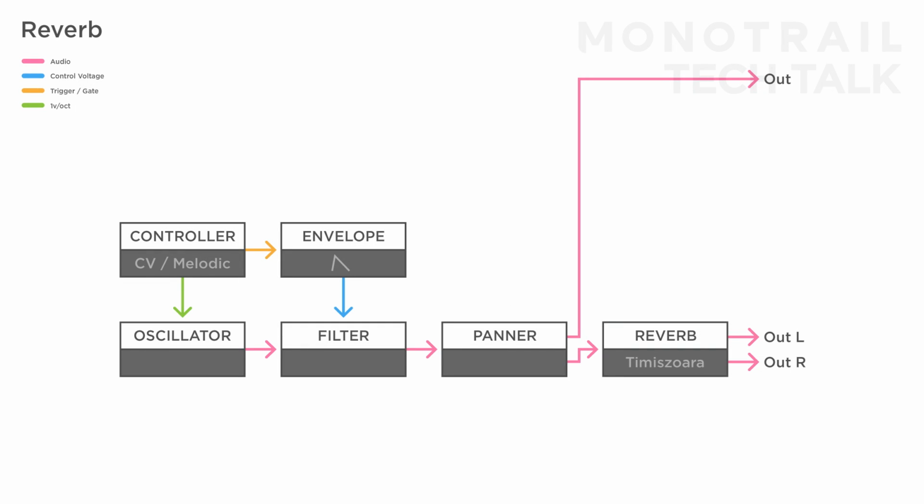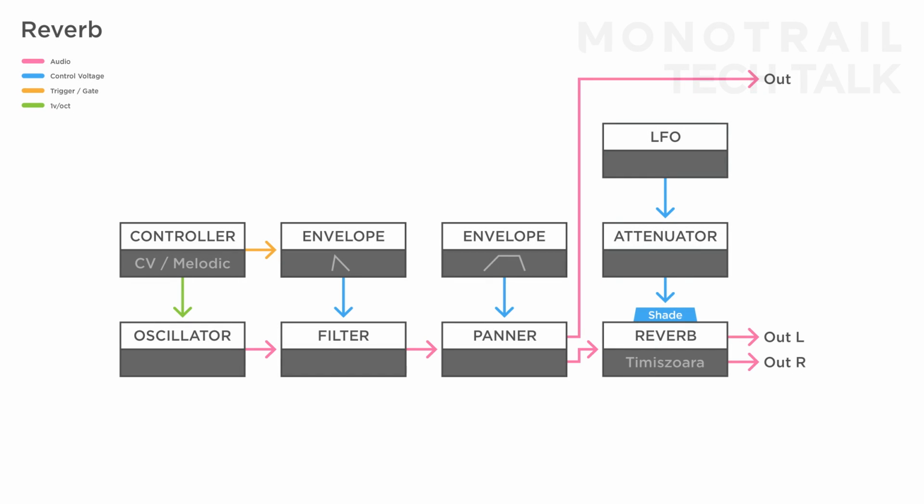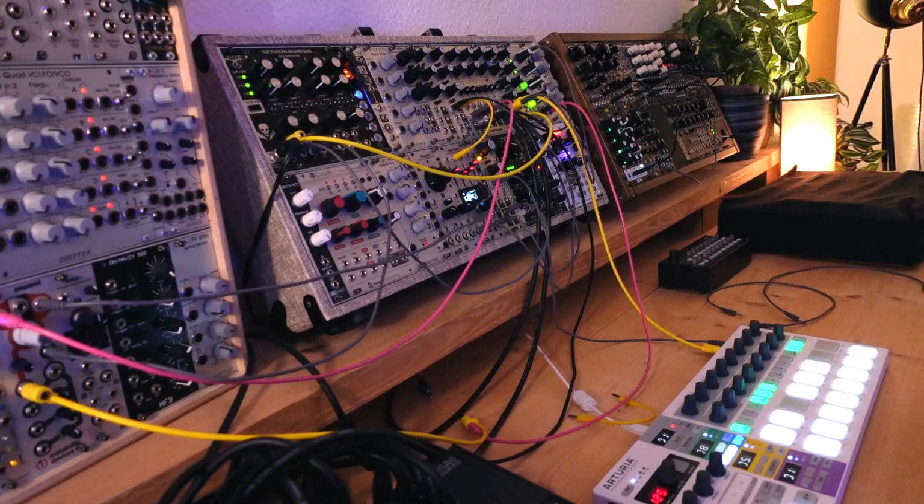In the next patch though, I use an attack hold decay envelope with a longer attack stage to control the panner, sending more signal into the reverb on longer tones. In this case, I use another reverb and modulate the shade input for a bit more modulation. I also use a controller to play the notes and trigger the envelope manually.